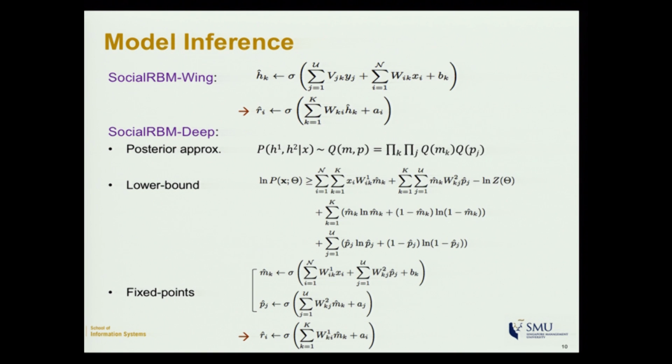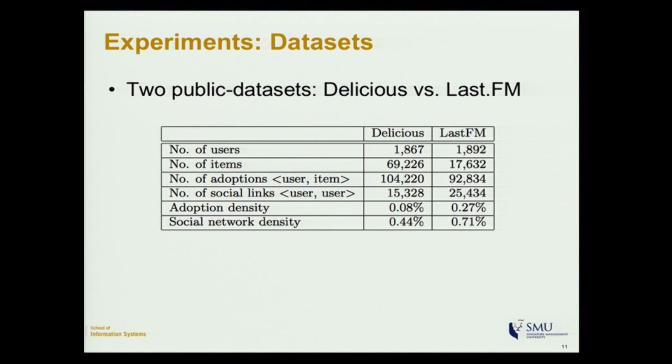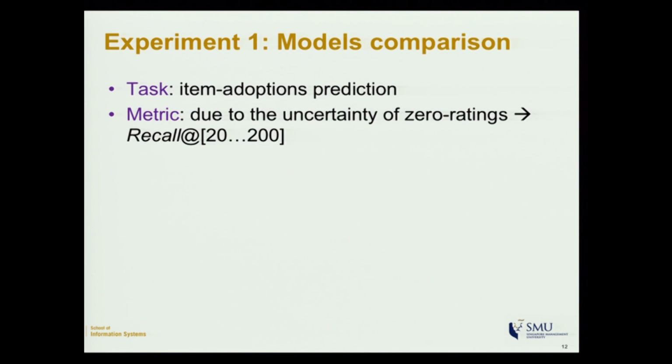About the dataset, we test our two models on two datasets, Delicious and Last.fm. This kind of data is very sparse, so you see that the density is very low. And for the experiments, we test on three experiments. The first one is the model comparison.